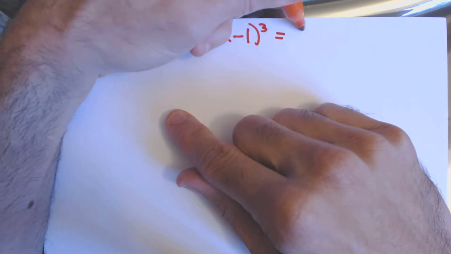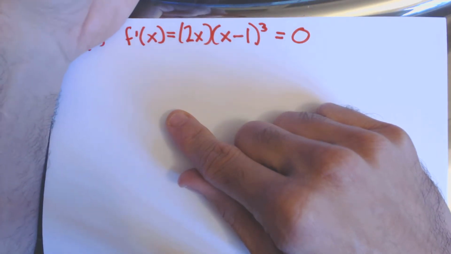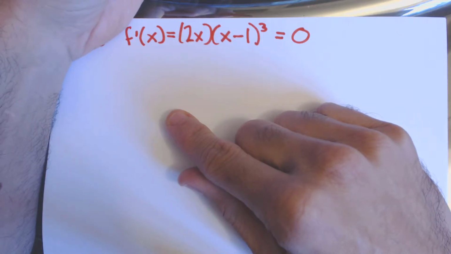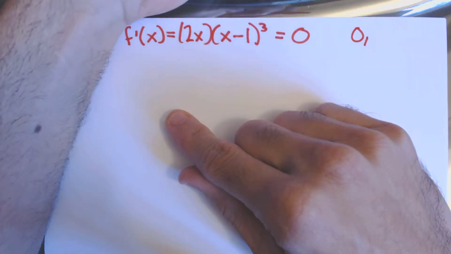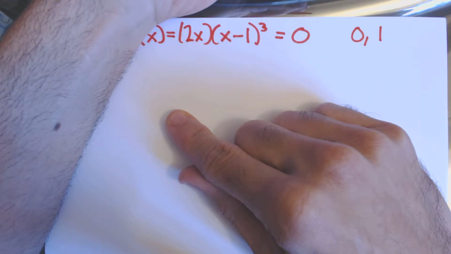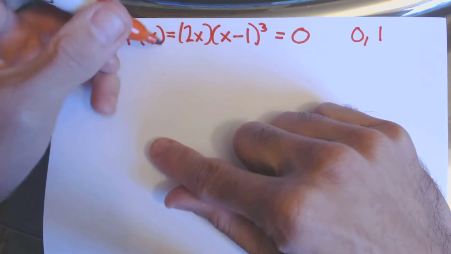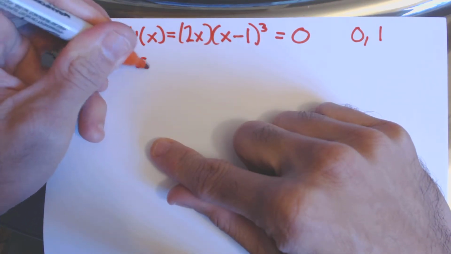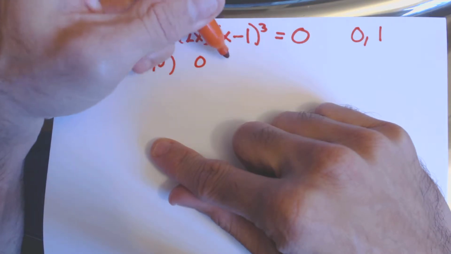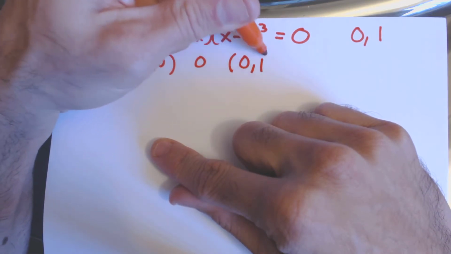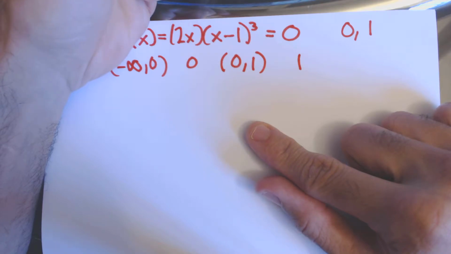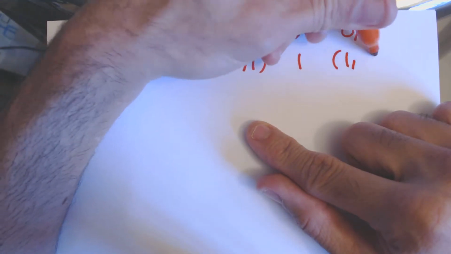Alright, so the critical values are the points at which the derivative equals 0. The critical values are going to be 0 and 1. So let's set up some intervals here. There's going to be negative infinity to 0. That's the first interval, and then we're going to have 0 as the critical value. Then we're going to have the interval 0 to 1, and then we're going to have the critical value 1, and then the interval from 1 to infinity.